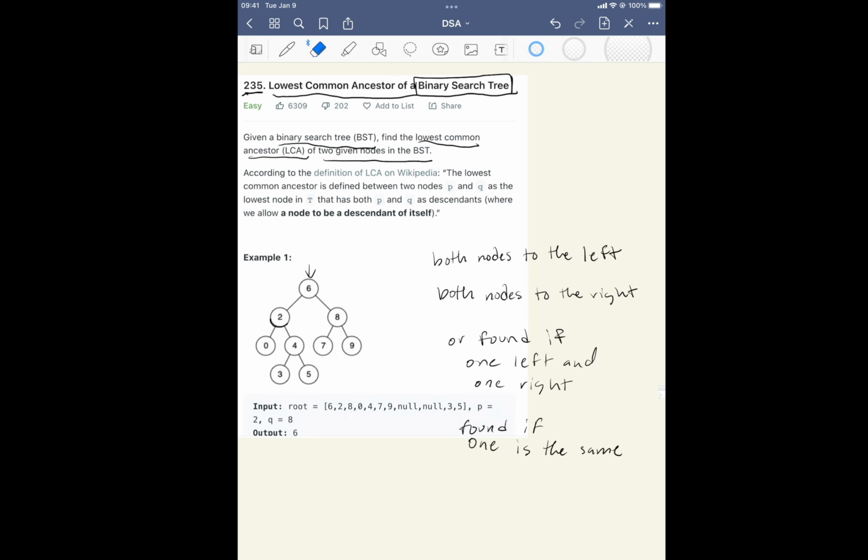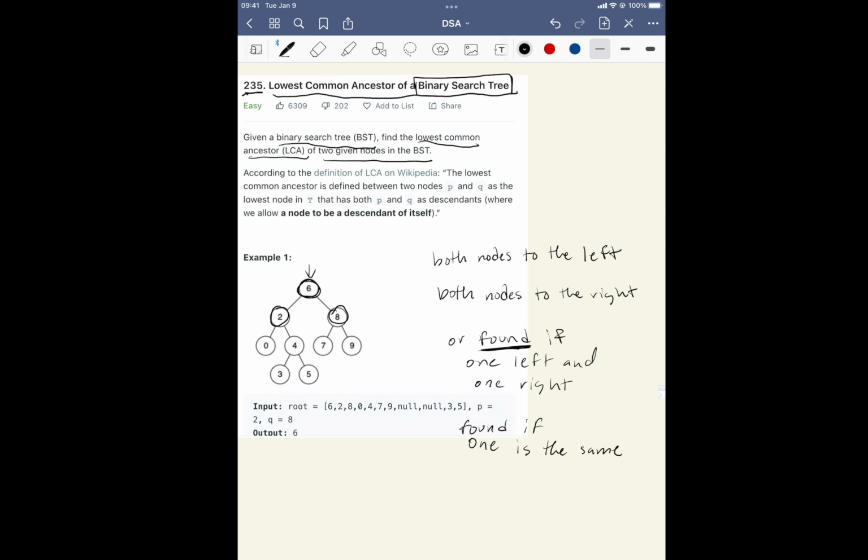And now finally, what if the nodes that I were looking for were 2 and 8? Well, I can't look to the left because one of my nodes is to the left and one of my nodes is to the right. So if one is to the left and one is to the right, then I know that I found it. And the answer is 6. So that is the algorithm for solving this problem.